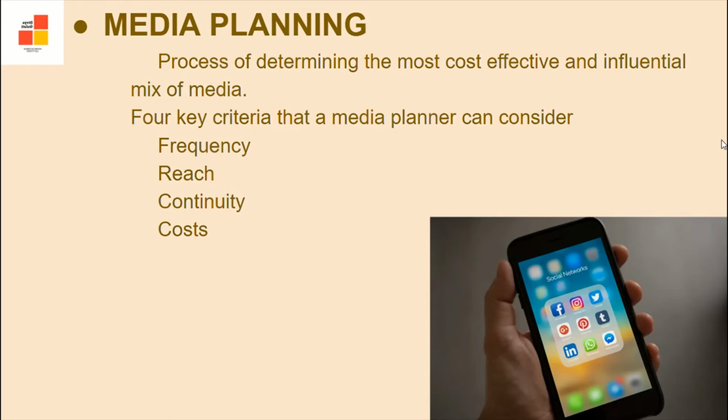Next, what do you mean by media planning? It is a process of determining the most cost-effective and influential mix of media. The four criteria that a media planner can consider are reach, frequency, continuity, cost. Cost is also an important factor. Example, to advertise garments, the shop owner can circulate leaflets or put a big banner at chosen spots or use TV commercials. This all depends upon the budget and its reach.